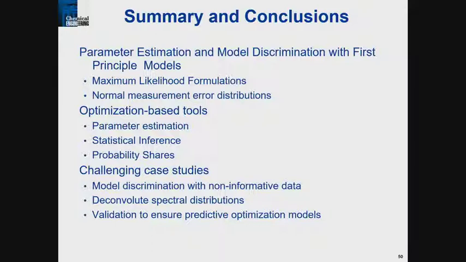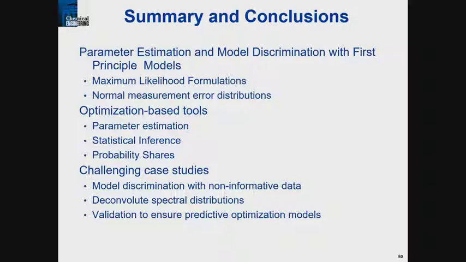So let me stop here and say the following. First of all, parameter estimation and model discrimination with first principle models is what we talked about. We start with maximum likelihood formulations and normal measurement error distributions. So fairly reasonable assumptions that lead to tractable problems. We've got optimization-based tools based on parameter estimation, giving you statistical inference, and then using that for probability shares to look at classifying alternative models.